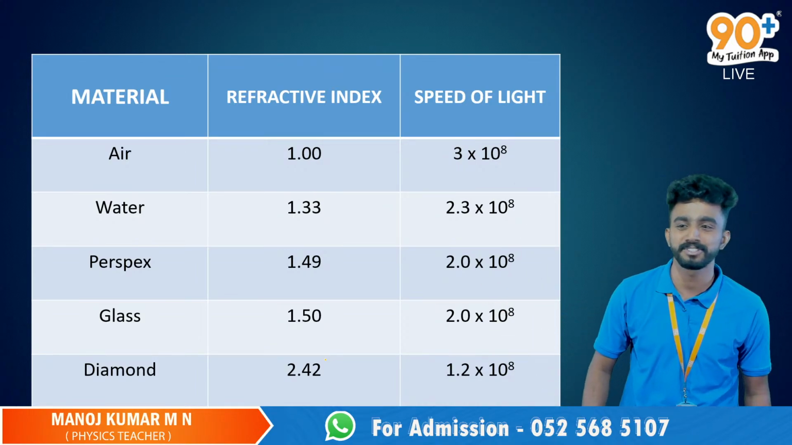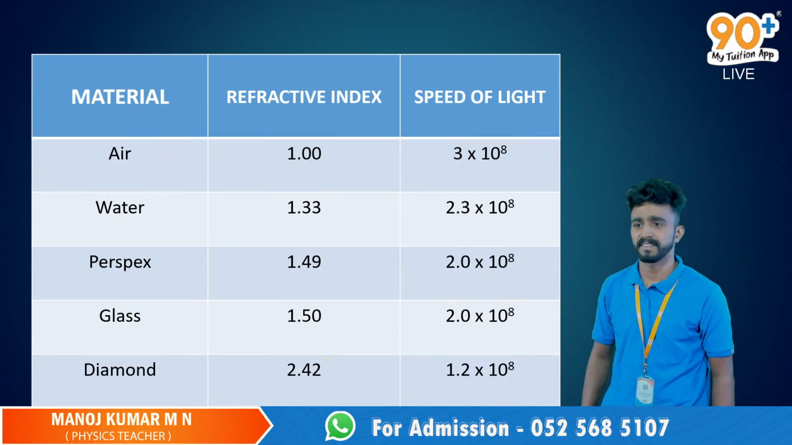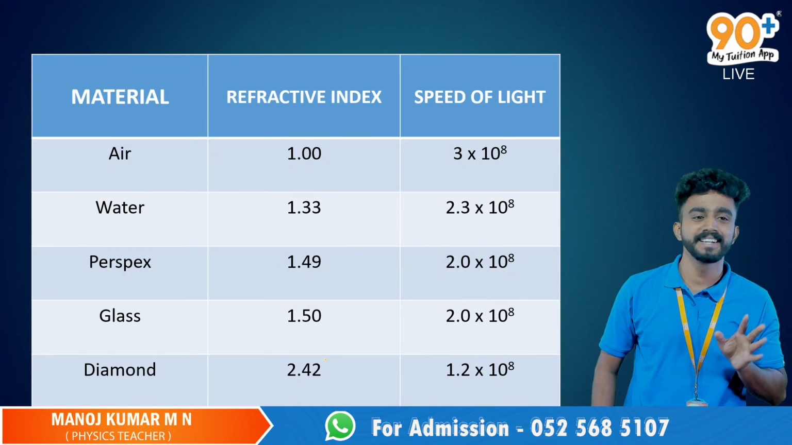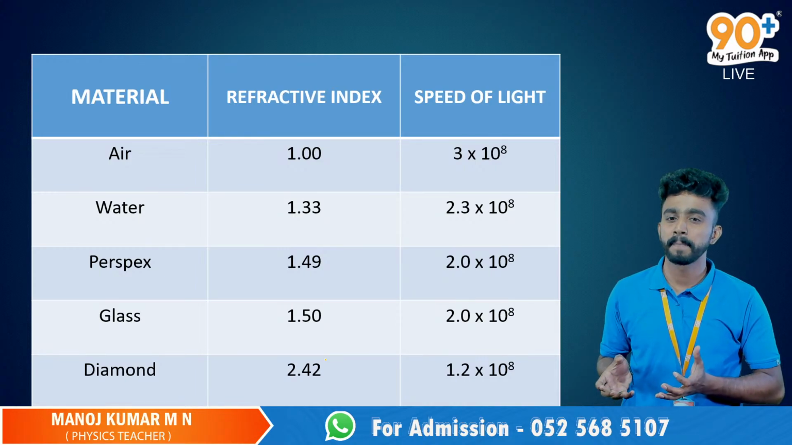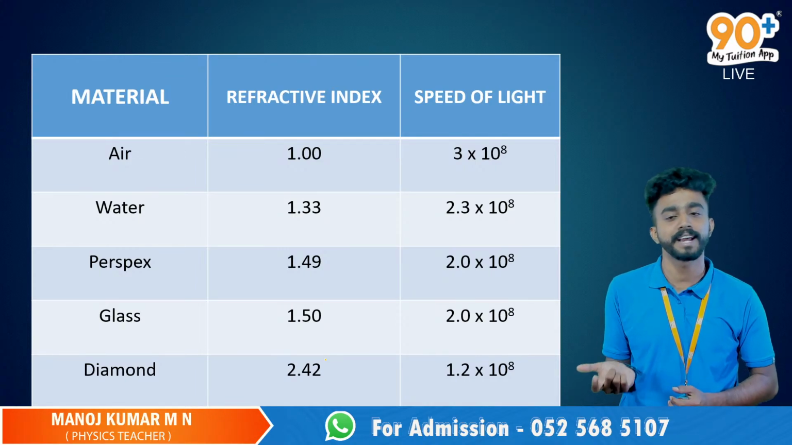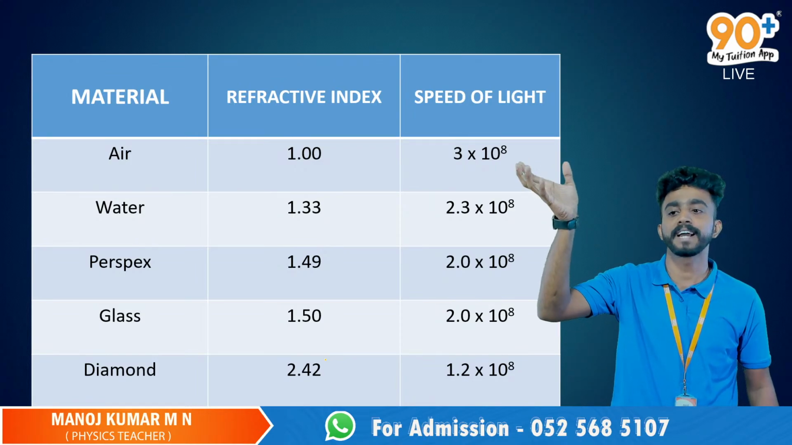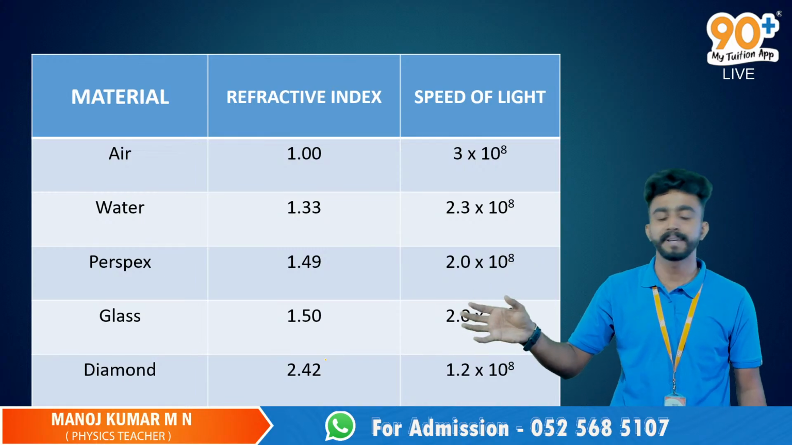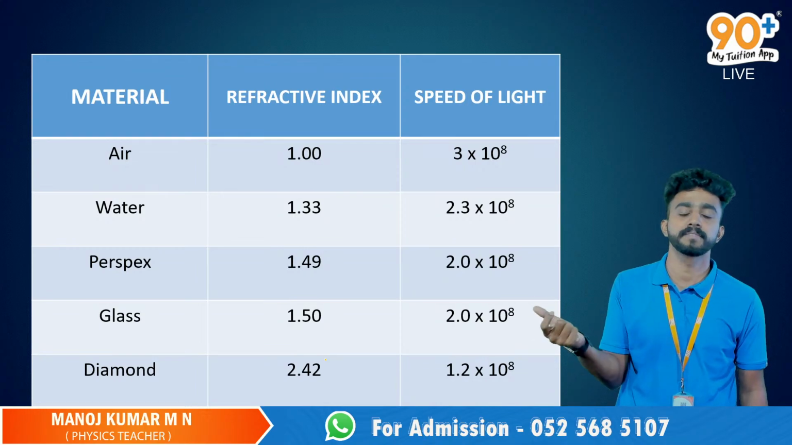So everyone is confused. Some of you are asking, sir, what is this perspex? So you don't have to think about it. What you have to understand, in the case of solid materials like diamond, particles will be densely packed, so the speed of light in it will be less. In the case of air, the speed of light will be greater compared to water, perspex, glass and diamond. Got it?